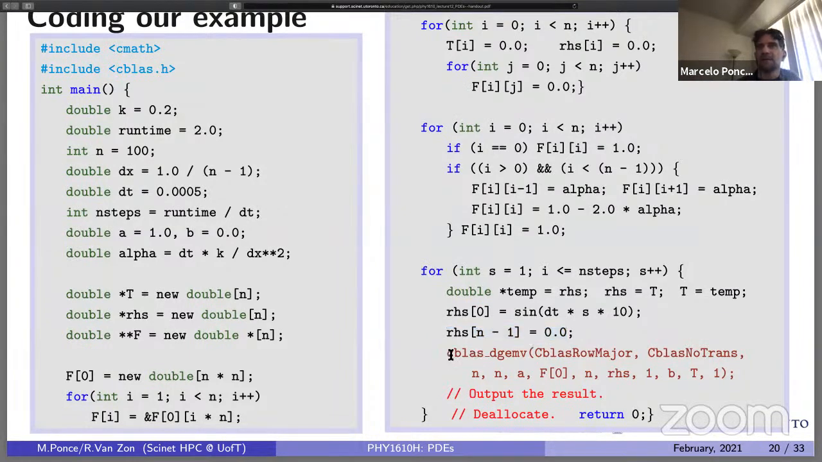And this is the routine. I promise you this: the whole system is solved in one line. This is the routine that does the matrix vector multiplication. It's a call to the CBLAS library. The function itself is called cblas_dgemv. The name is very cryptic. We are going to dive into this next week.